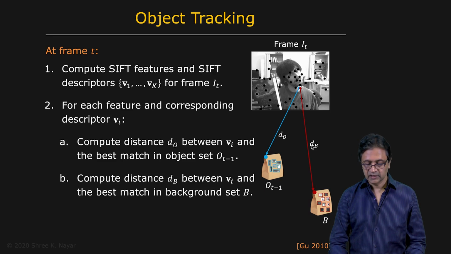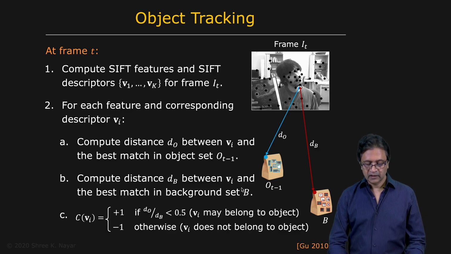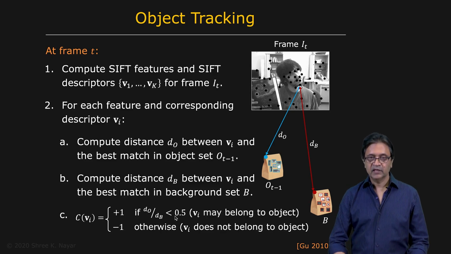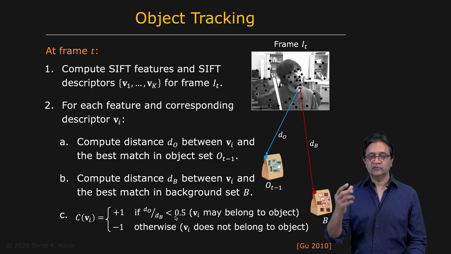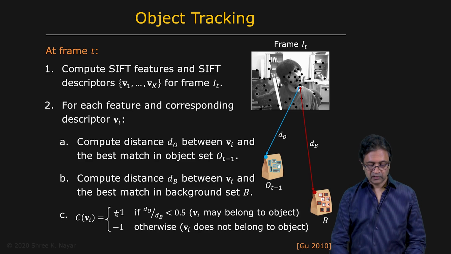that's DB. If DO is much smaller than DB, and in this case we say DO divided by DB is less than 0.5, then we give that feature a confidence that it belongs to the object of +1. If not, we give it a confidence of -1. That is, we believe it does not belong to the object.